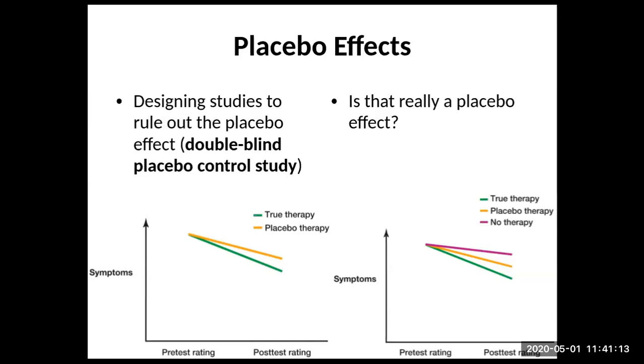On the right, we have true therapy in green, which again decreased the most. We have the placebo therapy, which fell about halfway between. And then we have no therapy, where there was no implementation of anything at all. And you see that they decreased very slightly, maybe 1 or 2 points without therapy. But you can see that the placebo had about half of the impact of the true therapy in that case.